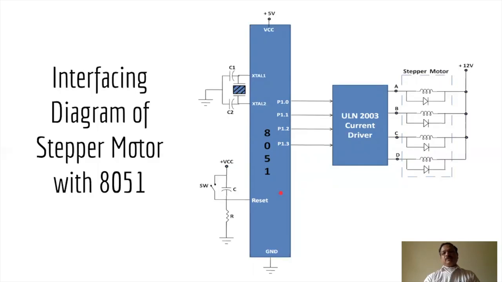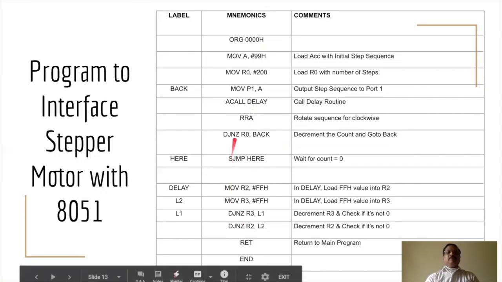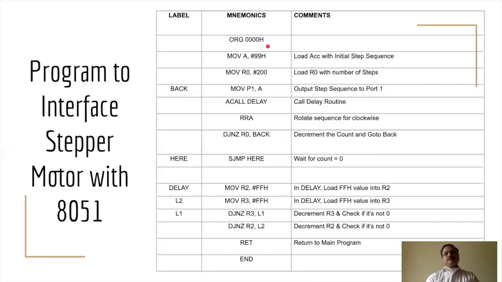Next, we'll go through the program. There it shows how the stepper motor can be rotated. Now in the program, you will find there are 3 fields: label, mnemonics and comment. Here the actual program is there, the program instructions. Begin with the ORG 000H, that is the start. ORG is the directive for the origin, indicates the start of the program.